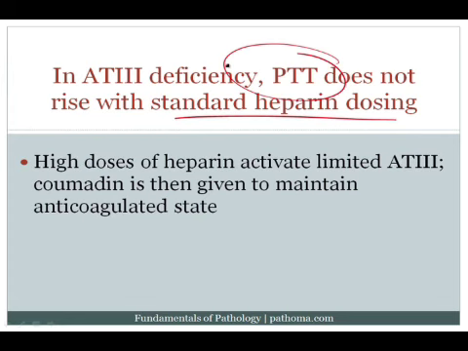Then what you do is you give the patient high doses of heparin. That activates the limited antithrombin 3 that's present, which then allows the patient to go into a certain degree of an anticoagulated state. You then give Coumadin, which would then be given to maintain the anticoagulated state. And after you pass the window in which you would worry about Coumadin skin necrosis, you can, of course, stop the high-dose heparin. So this is another important example to be aware of.